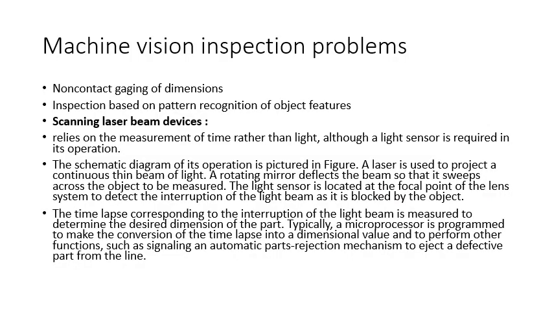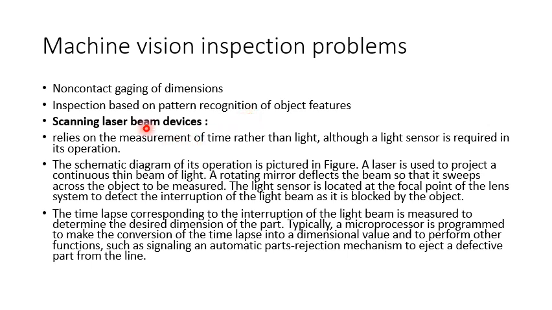So there are majorly two problems with the non-contact, or we can say machine vision, inspection system. One is non-contact gauging of dimensions. If we are not able to detect the component, or part of that component, then those dimensions could not be fetched. The other is inspection based on pattern recognition of the object features. So particularly we inspect on the basis of pattern recognition.